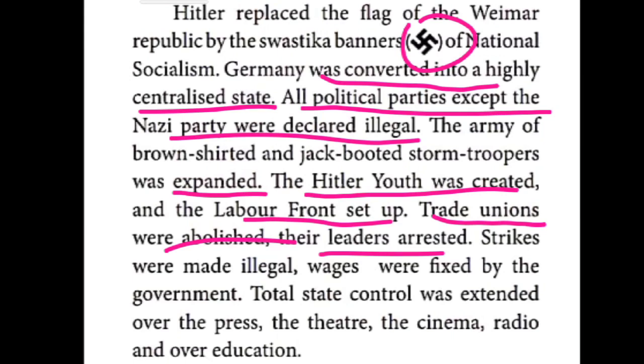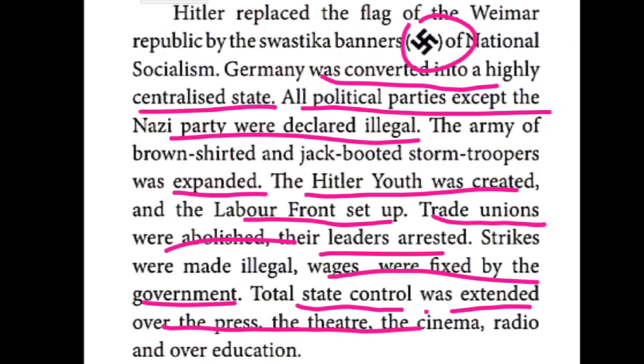Wages, in the sense of salaries, were fixed by the government. Who fixed them? The government used to fix the salaries of the workers. No one had the right to conduct a strike against the government. Then total state control was extended over the press, the theater, the cinema, the radio, and over education. Education also, the same thing.